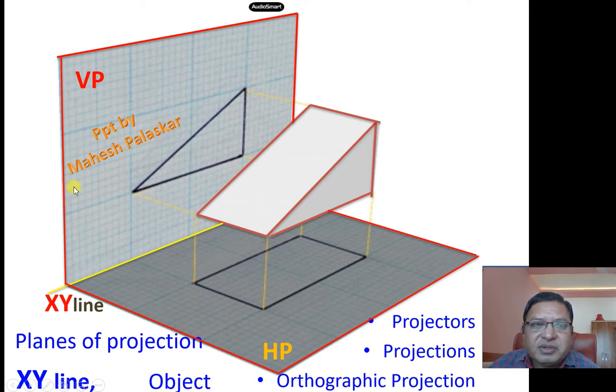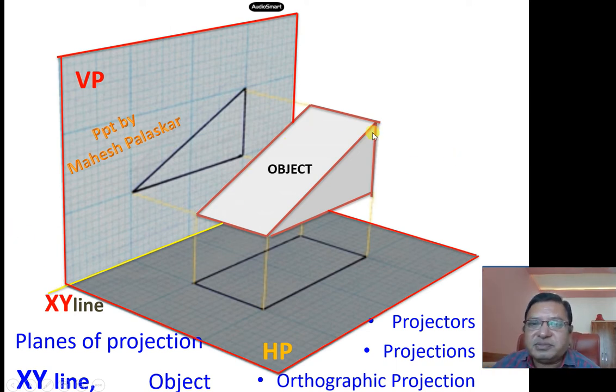Now remember that of course this vertical plane exists below HP also. Below the horizontal plane also the vertical plane exists, and similarly the horizontal plane HP also exists behind the vertical plane. This is the front side of the vertical plane. HP is shown, but HP exists behind the vertical plane also.